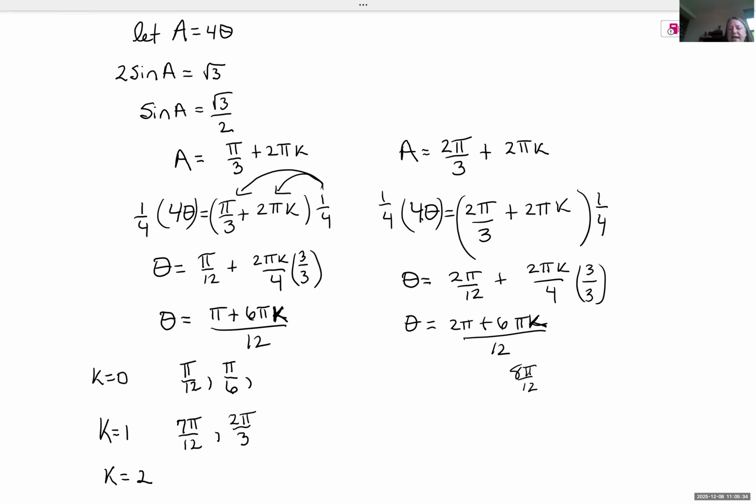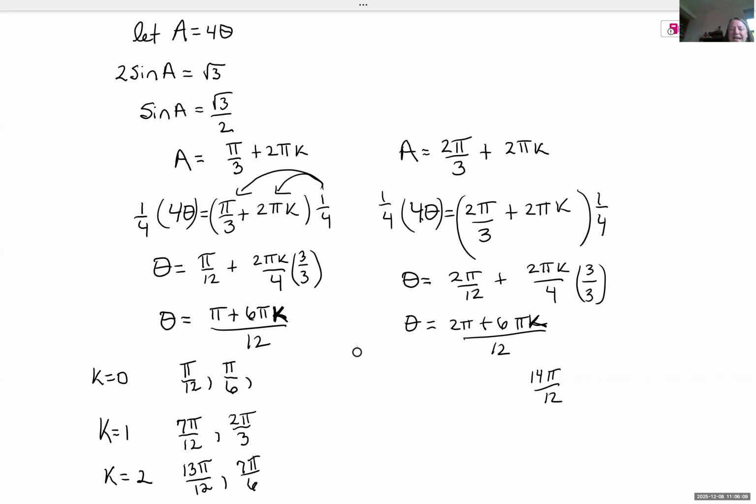So now looking at when k is 2. So plugging in 2 for k, I got 2 times 6 pi is 12 pi. 12 pi plus 1 pi is 13 pi over my denominator of 12. Again, plugging in 2 for k on the other equation. So we have 2 times 6 is 12 plus 2, that's 14 pi over 12. Both divisible by 2, so this would be 7 pi 6.